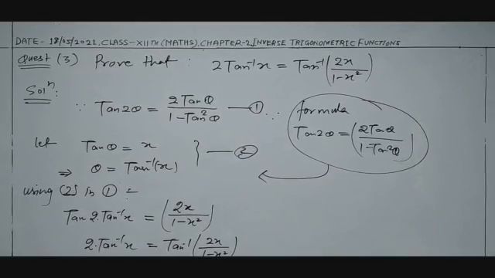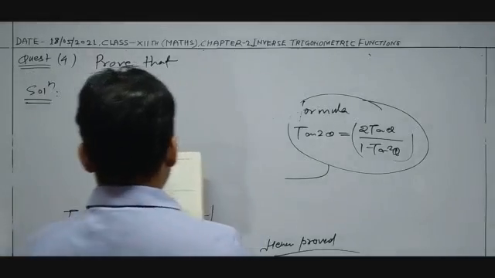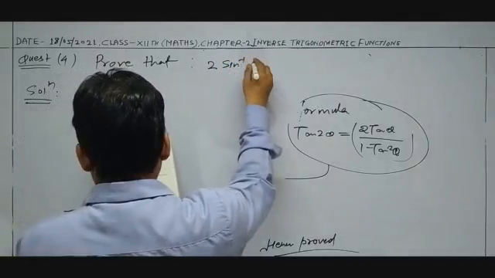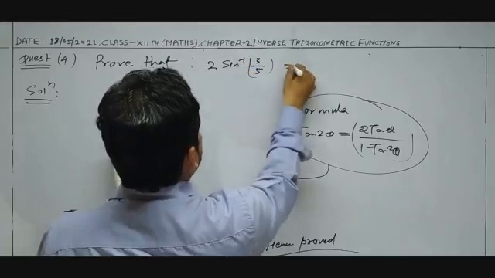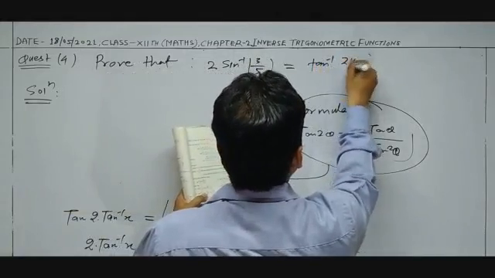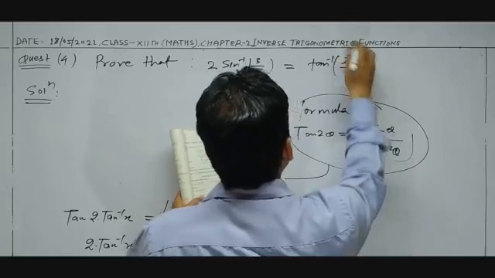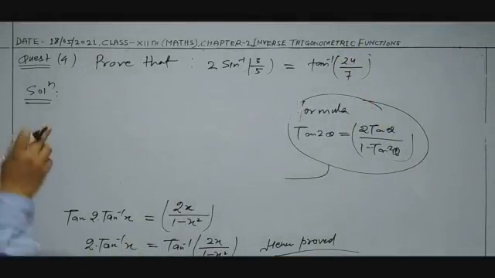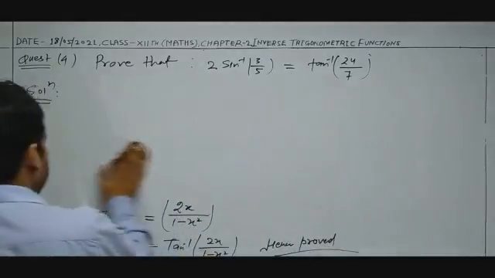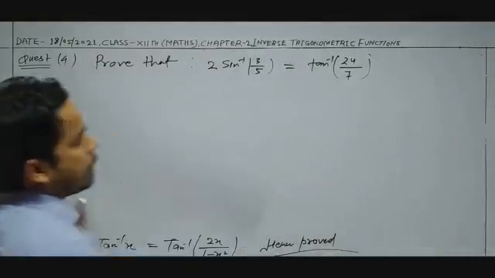Now come to the next question. Prove that 2 times sin inverse 3 by 5 is equal to tan inverse 24 by 7. So this is question number 4. You have to prove that 2 times sin inverse 3 by 5 is equal to tan inverse 24 by 7.